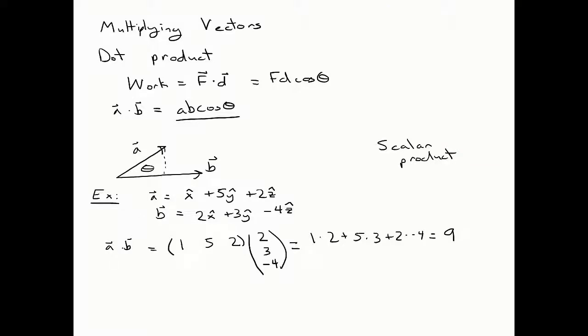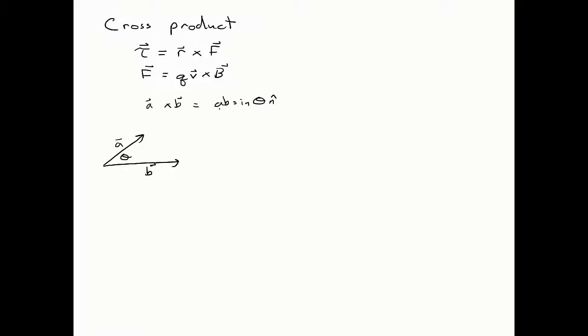Okay, now let's talk about the cross product. So the cross product you might recognize from torque, or you might recognize from E&M. So when you take a cross product and you're talking about them in this form, you're looking at their magnitudes and the angle between them. The magnitude of the cross product is A times B times sine theta.